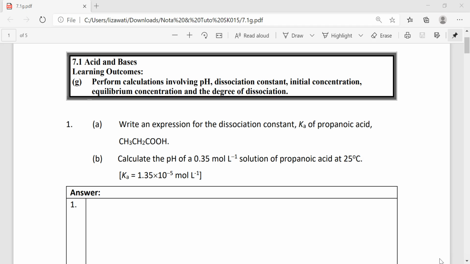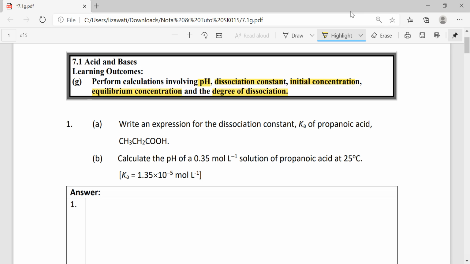Alright, today I'm going to discuss tutorial 7.1G. This tutorial covers calculations involving pH, dissociation constants Ka and Kb, initial concentration and concentration at equilibrium, and degree of dissociation. So we take a look at the first question.